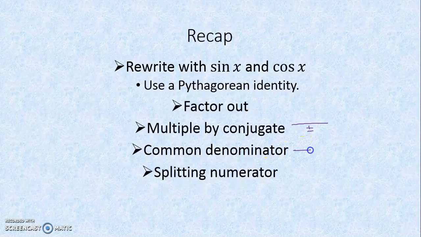Common denominator would be if I have a fraction plus or minus another fraction, or even if it's just a fraction plus or minus like sine x. Something where there's at least a fraction involved with addition or subtraction. You're going to want to find a common denominator. Once you've found a common denominator or multiplied by the conjugate, you may come back up to looking for Pythagorean identities, rewriting, factoring out. These don't go in this order. These are just the tools you have. And the last one was splitting the numerator. So whenever you have addition or subtraction in the numerator, you can split it as that first term over the denominator, and then plus or minus the second term over the denominator.